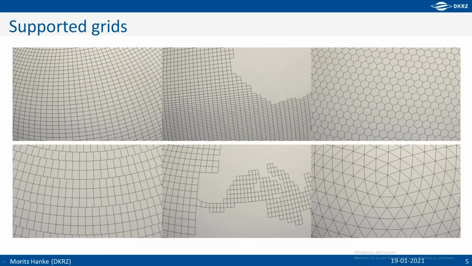Here are some examples of grids that are being supported by YAC. On the top left, you have a standard Gaussian grid. Below that, a Gaussian reduced grid. In the middle, you have some somewhat regular grids with local refinements and missing cells. And on the right-hand side, you have your typical unstructured grids.